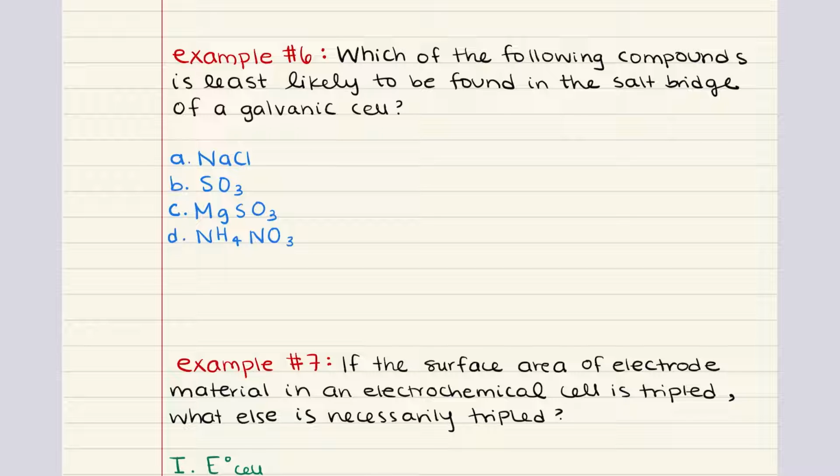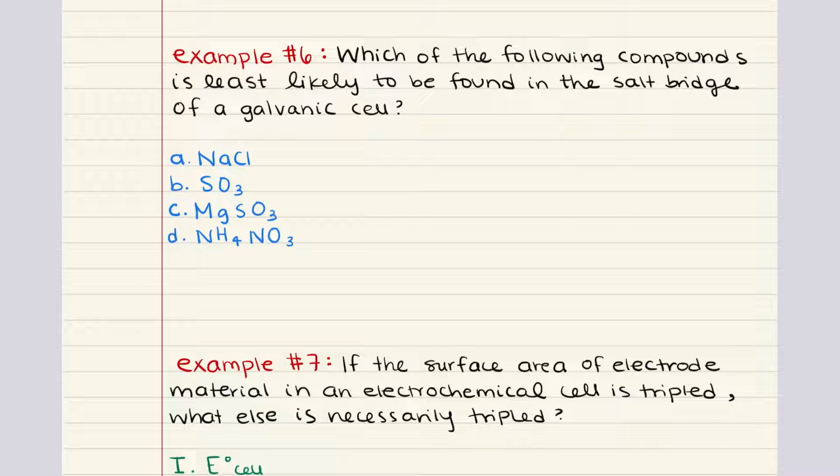Now, a good salt bridge typically contains a strong electrolyte that dissociates completely into ions, and this ensures efficient ionic conductivity. Now, we have 4 options here: sodium chloride, sulfur trioxide, magnesium sulfite, and ammonium nitrate. When we're looking at these 4 options, we want to determine which one of these is going to be least likely to be found in the salt bridge of a galvanic cell.